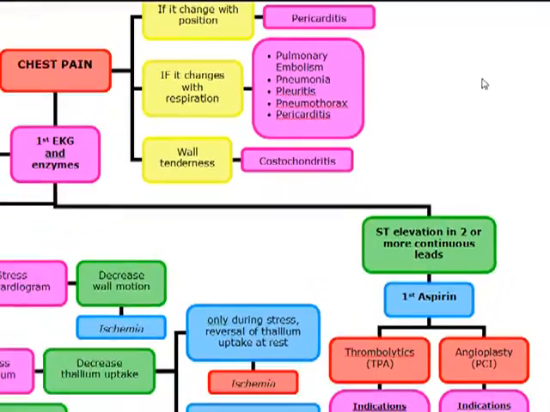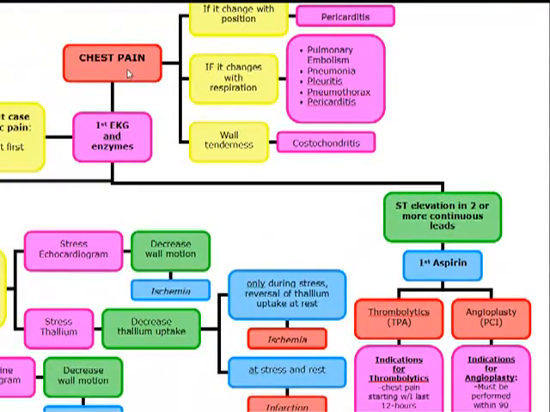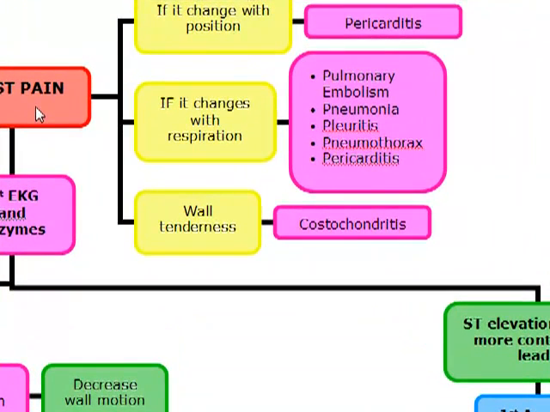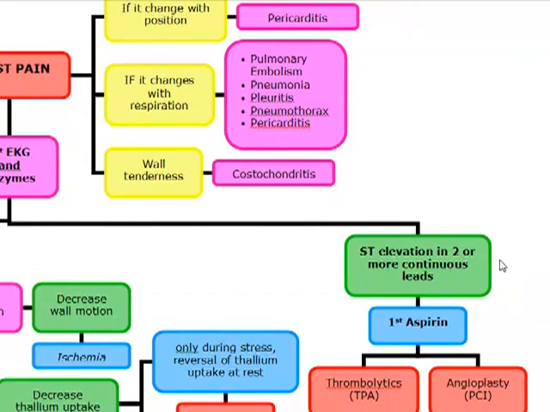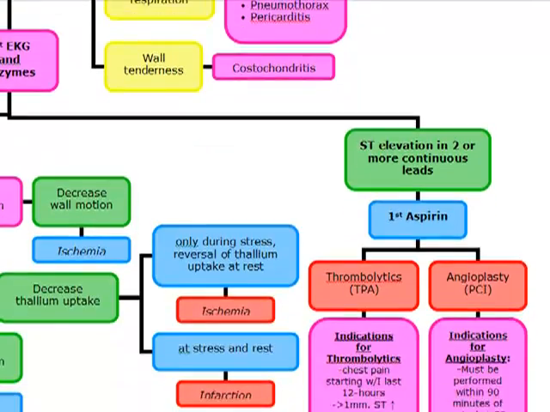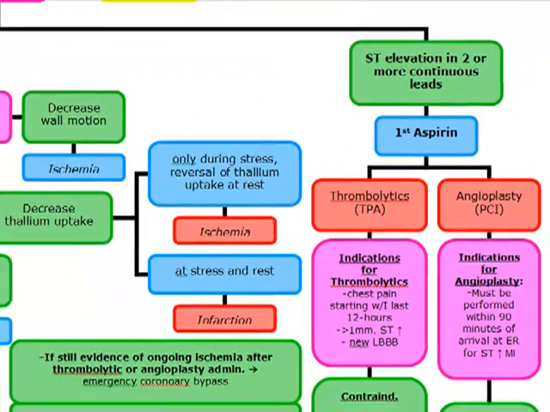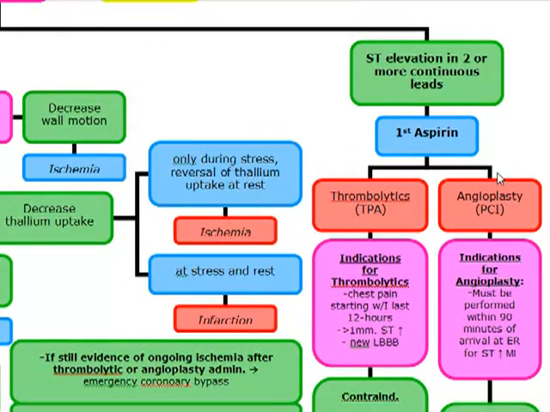Now, if we have a patient with chest pain, we're thinking it's coronary artery disease, we did an EKG and enzymes, the enzymes are positive, and the EKG shows ST elevation in 2 or more continuous leads. Remember, the first thing we're always going to do is aspirin. And usually immediate coronary catheterization is the next best step in management, as long as it can be performed within 90 minutes of arrival in the ER.